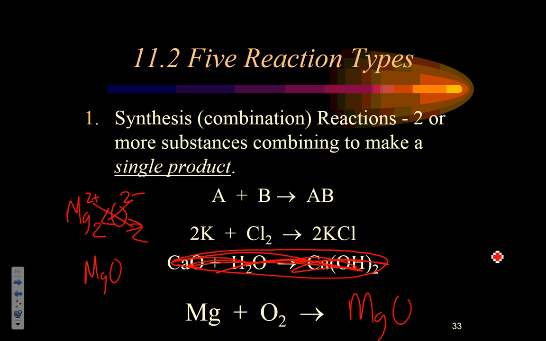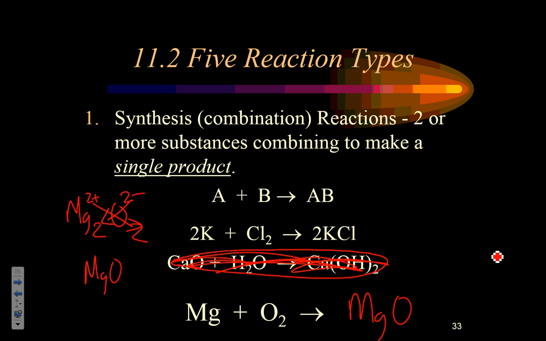So first, decide what it is. Synthesis, that means make one product, and then correctly predict that product's formula, MgO. Now we're ready to balance. And this is why we have to balance: these are the correct formulas and it's not balanced at this point. So it can't be happening this way in the real world.